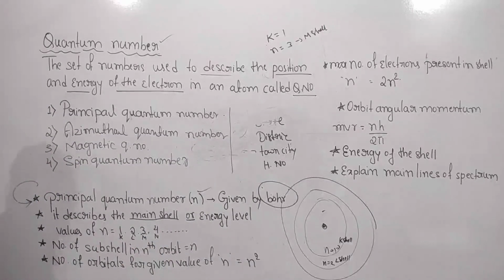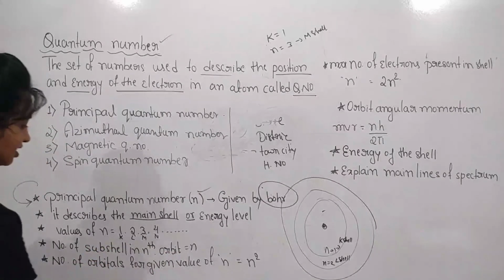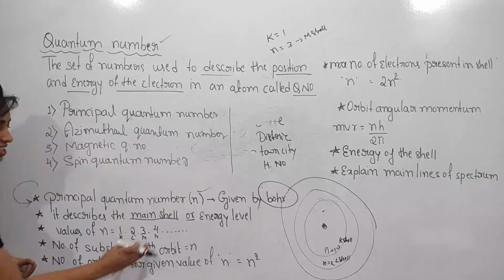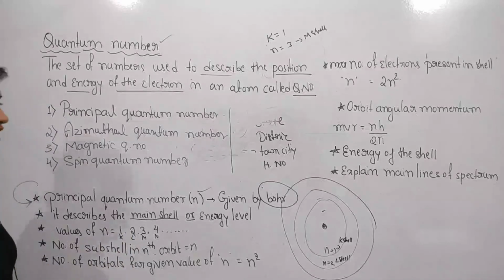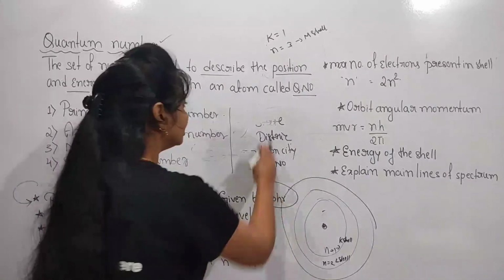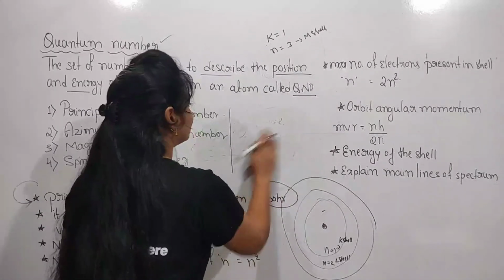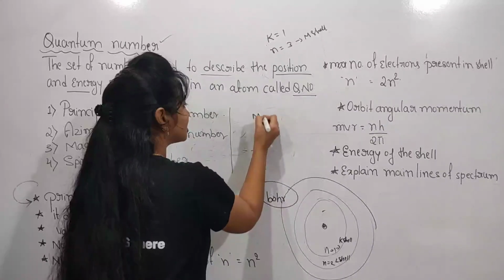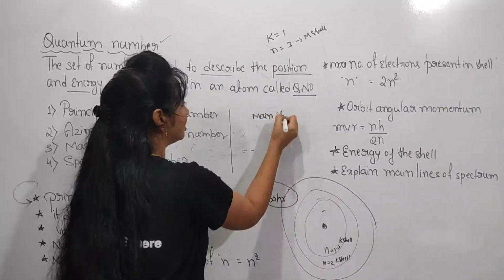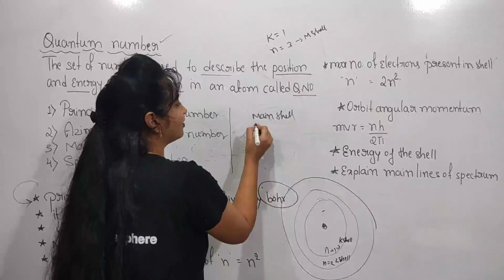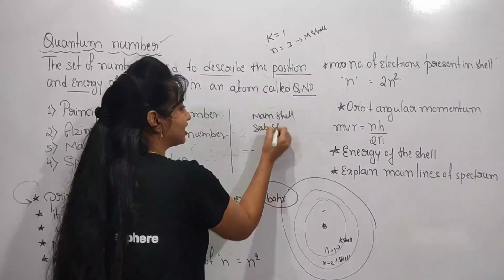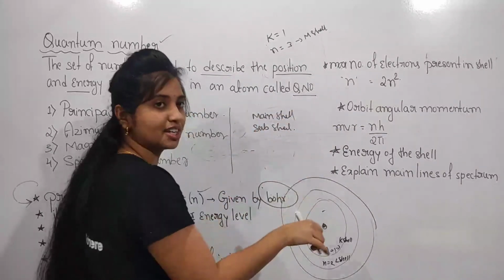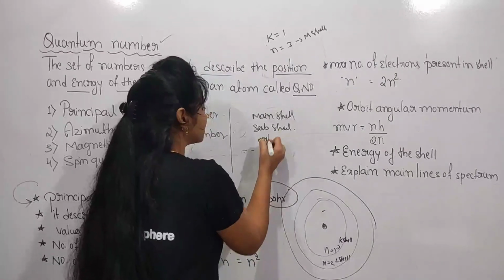And next one is the number of subshells in the nth orbit. I already told you, in the atom we have main shells. In that main shell we have subshells. In that subshell we have orbitals.